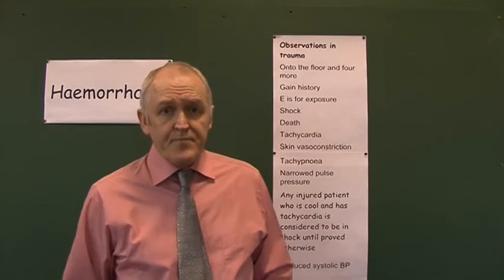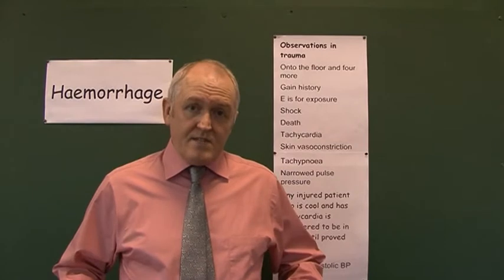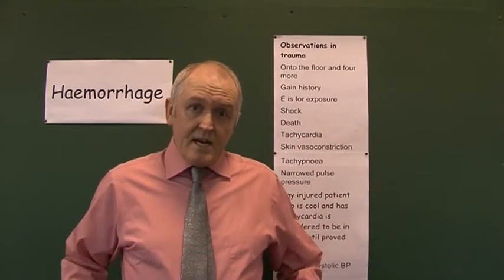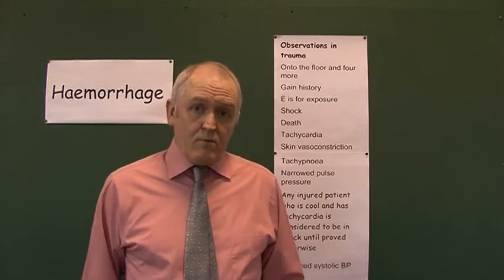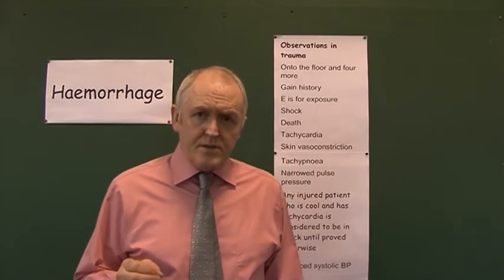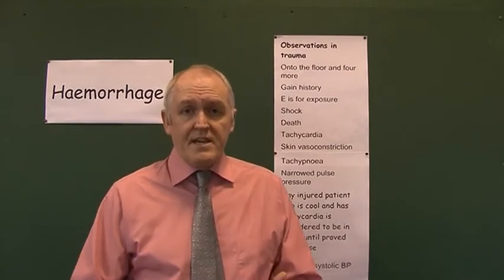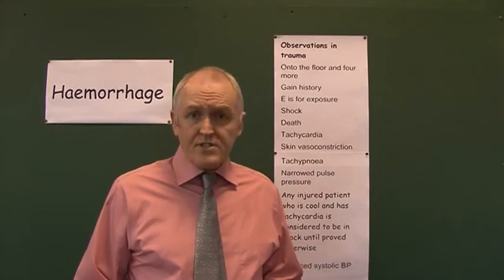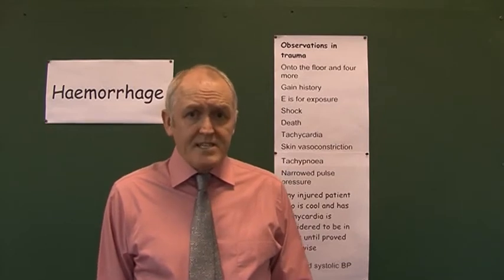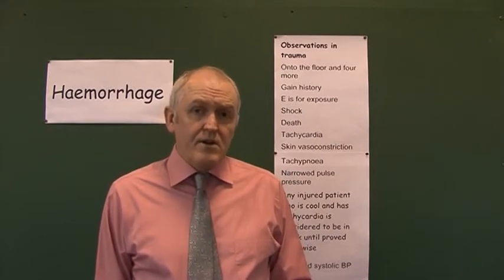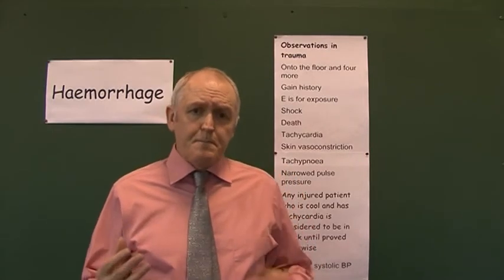4 more places, blood can classically collect: in the thoracic cavity, in the peritoneal cavity, in the pelvic cavity, especially if it's associated with pelvic fractures, and of course in the long bones. Large volumes of blood can be lost from long bone fractures of the femur, the tibia, the radius, the ulna. For example, from a fractured shaft of femur, it's quite possible to lose 1 litre or 1.5 litres of blood. Very large amounts of blood.